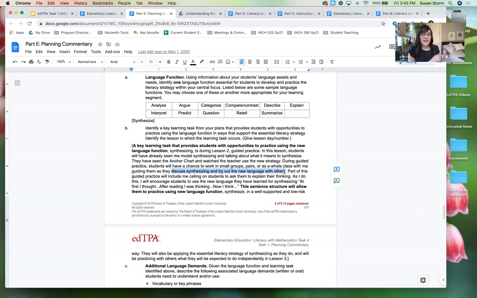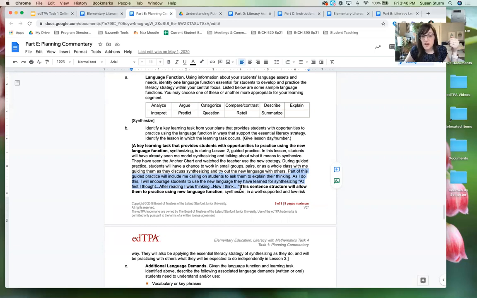If you didn't write that into lesson plan 2, write that into lesson plan 2. Go back and revise, or if you're still working on it, put in a moment where they get to have a turn and talk or a quick check-in where they get to say the word synthesize. So this person writes, part of their guided practice is me calling on students to ask them to explain their thinking. As they do, I'm going to ask them to use the new language they've learned for synthesizing.